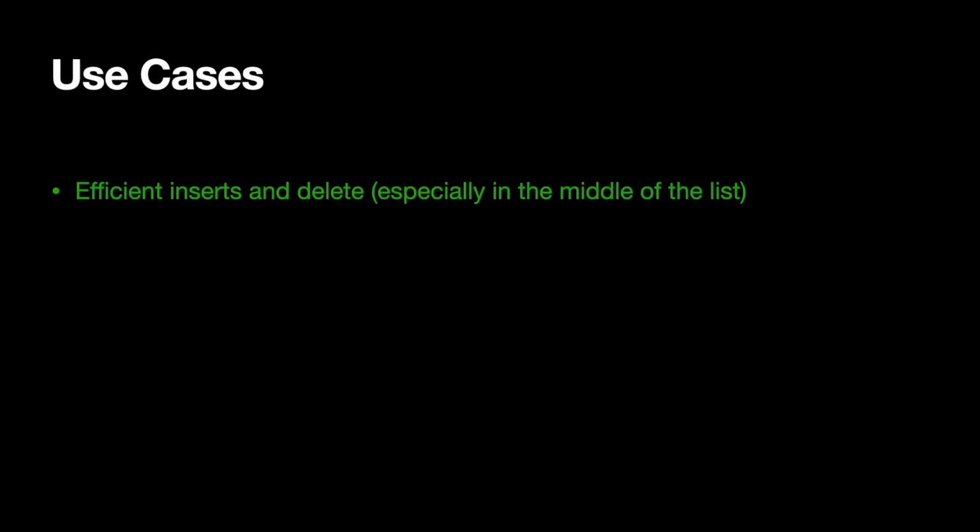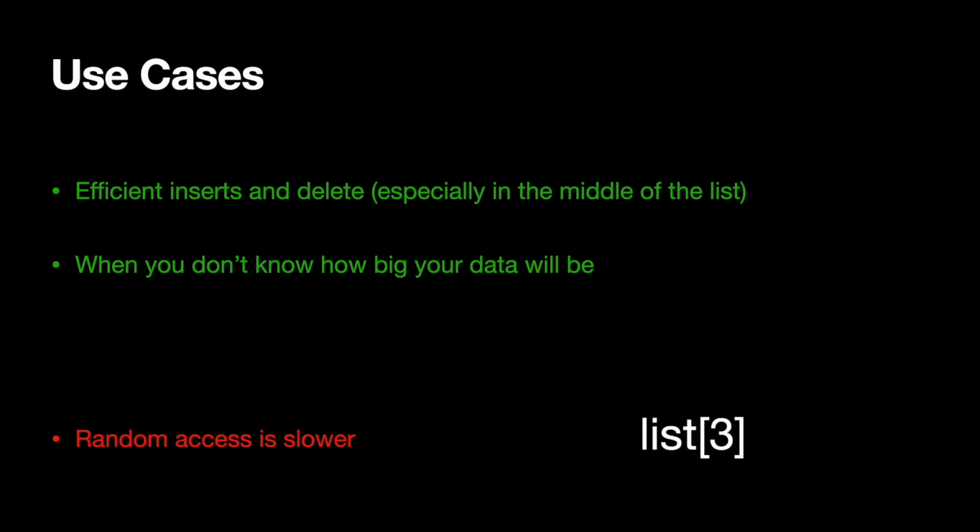Next, why would you use a linked list? Well, linked lists are very efficient at insertion and deletion, especially in the middle of the list, whereas with arrays or lists, you would have to shift the indexes, which isn't as efficient as just moving some pointers around. Next, when you don't know how big your data will be, linked lists are very useful, especially in languages that have static size arrays like Java. However, random access is slower as you can't use indexes to access elements in a linked list.